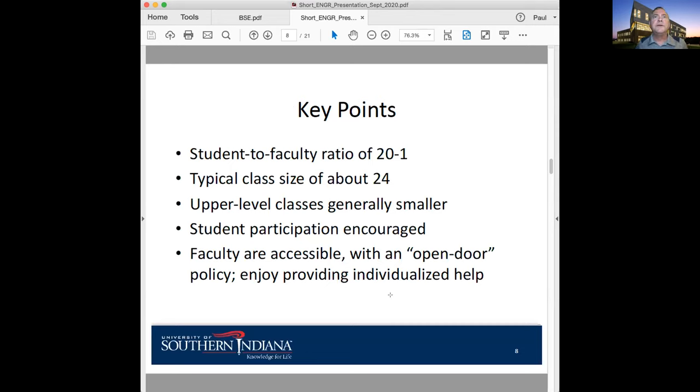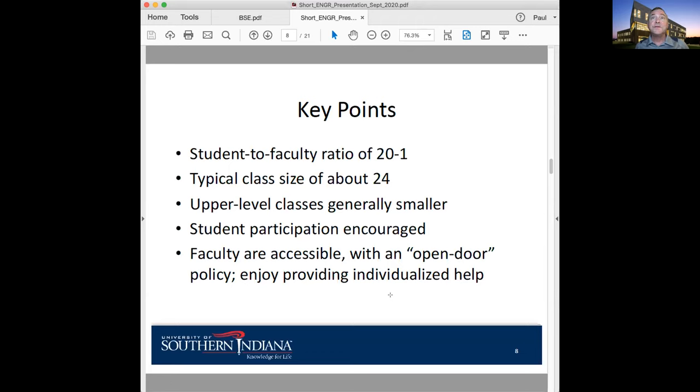Some of the things we like to brag about here: our student to faculty ratio is about 20 to 1. As you saw, we've got 22 or so faculty, and we've got about 500 students, 460 to be exact, as of the fall census. Our typical class size is 24. In fact, our largest engineering classroom can only sit 24. So any kind of engineering, physics, or math course, it's going to be 24 or less.